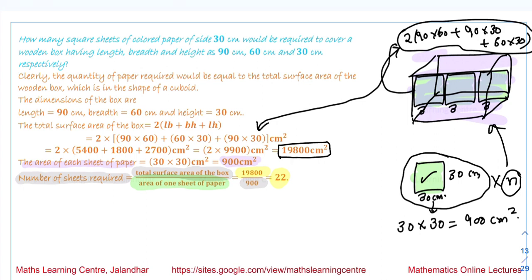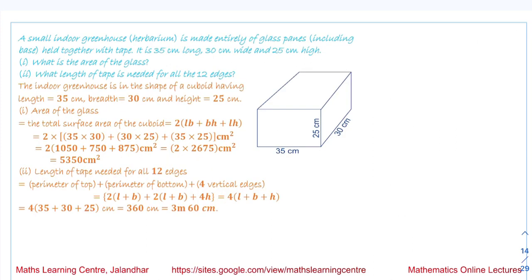Next we are saying a small indoor greenhouse is made entirely of glass panes that are held together with tape. So the length, breadth and height are given to us, it is 35, 30 and 25 centimeter. We have to find the area of the glass. So area of the glass means we have to find the total surface area. In the formula we know it is 2 times length into breadth plus breadth into height plus length into height.